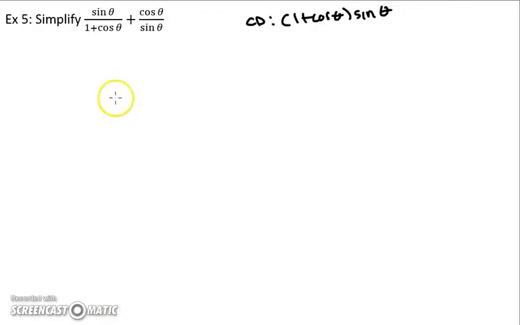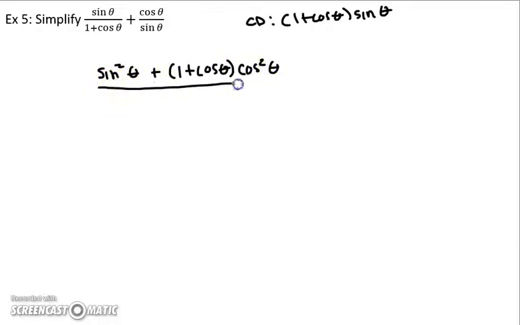In order to get that common denominator, we need to multiply this first one by sine over sine, so we're going to end up with sine squared of theta. We're going to need to multiply this one here by 1 plus cosine of theta, so plus 1 plus cosine of theta times cosine of theta. And that's going to be over our common denominator, 1 plus cosine theta times sine theta.